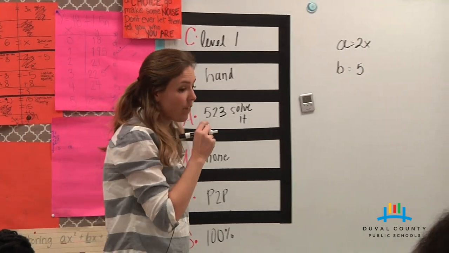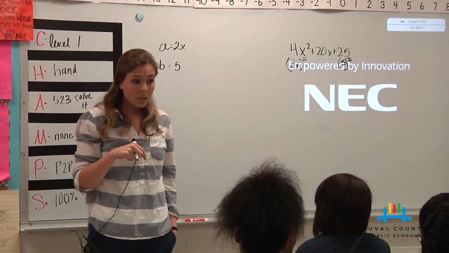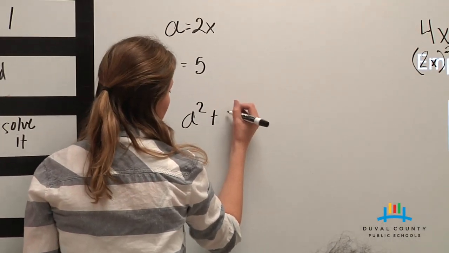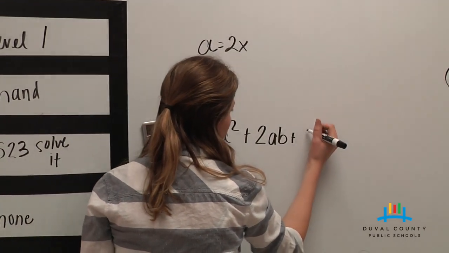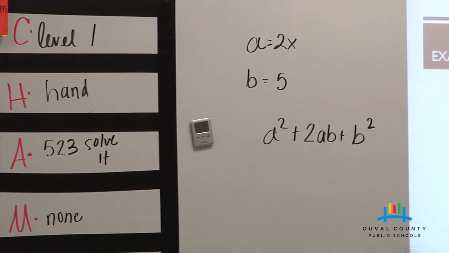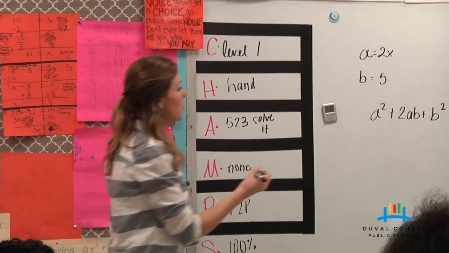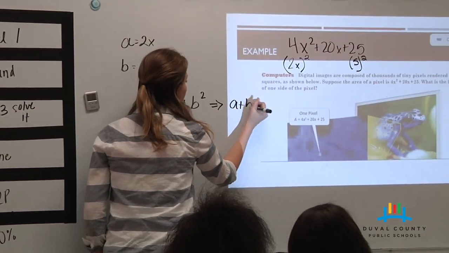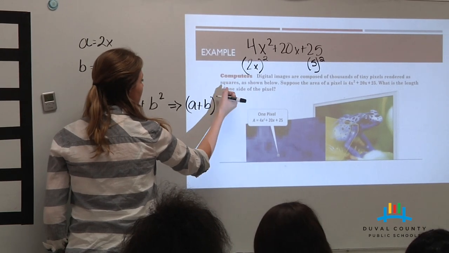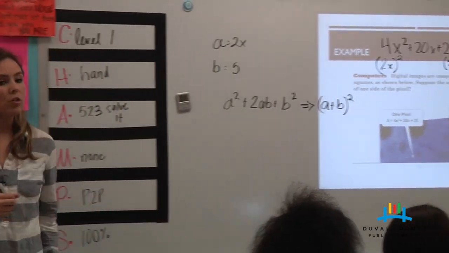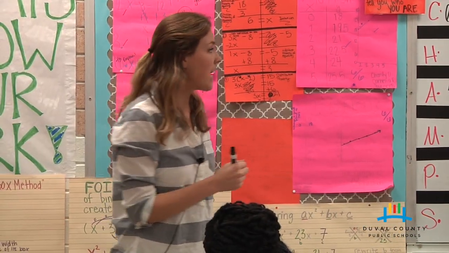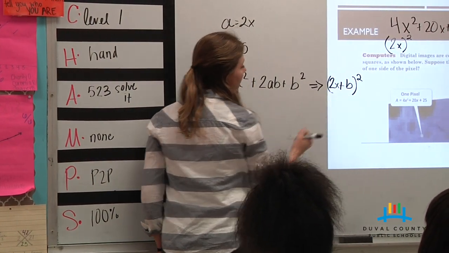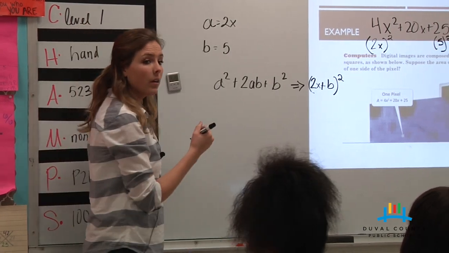So when I go to rewrite this, if I want it to look like my parent formula, what's my parent formula again? A squared plus 2AB plus B squared. Right? At the end of the day, what does it ultimately turn into? A plus B times A plus B, which is A plus B squared. So all I really need to do is replace my A's with what? 2x. And my B's? With 5.